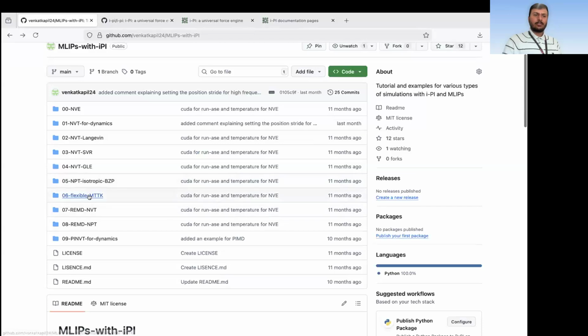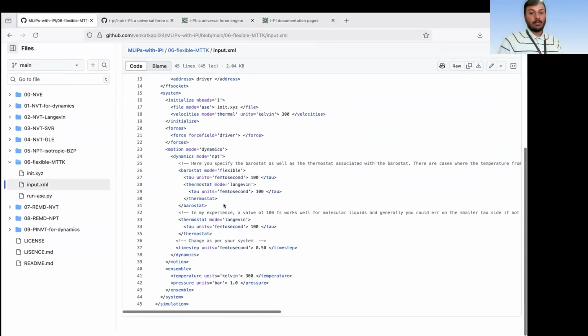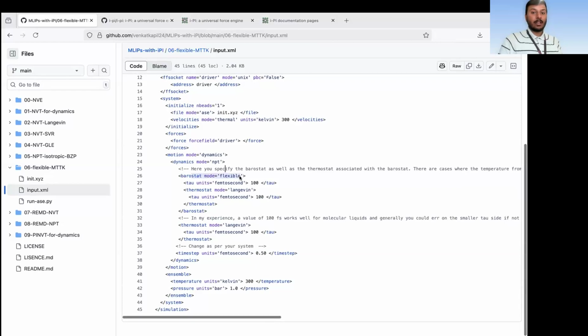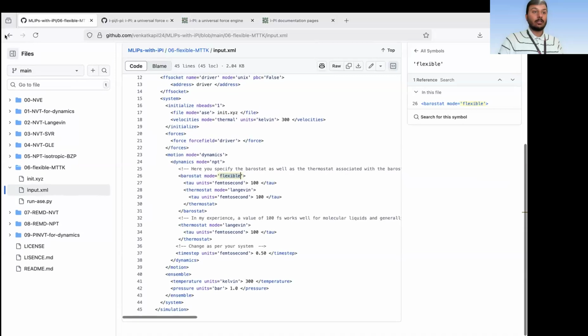There are some other cases, like flexible NPT, which means if you want to allow all the degrees of freedom of your unit cell to change. For example, if you do want to study the phase transition of a perovskite, you will have to actually do a flexible NPT. If you do isotropic NPT, you will probably get the wrong phase transition temperature. And I mean, the idea is simple. You just set barostat mode flexible, nothing else changes. And again, there are some notes on how to do these.